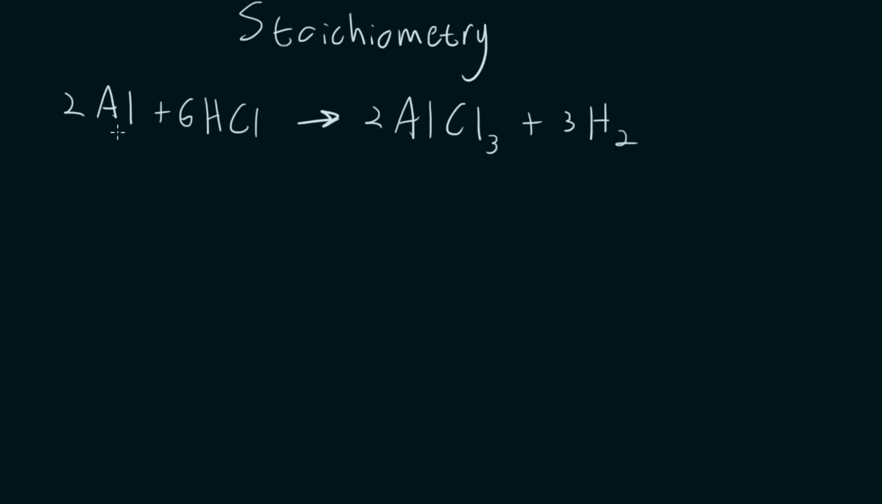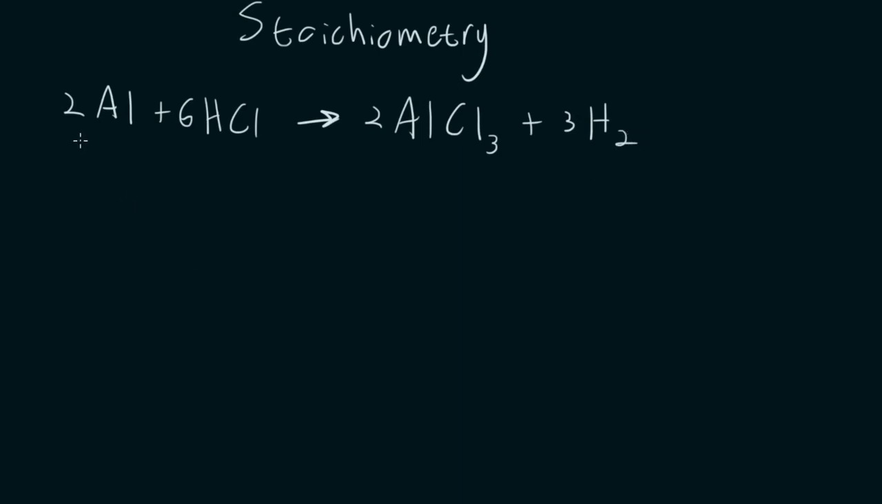Okay, I've got a reaction here of aluminum reacting with hydrochloric acid. And the aluminum is going to be oxidized to become aluminum chloride, and I'm going to release some hydrogen gas. Now let's say I want to use the hydrogen gas to do some other reactions. It's going to be an ingredient later, so I want to know how much hydrogen gas I'm going to get out of this.